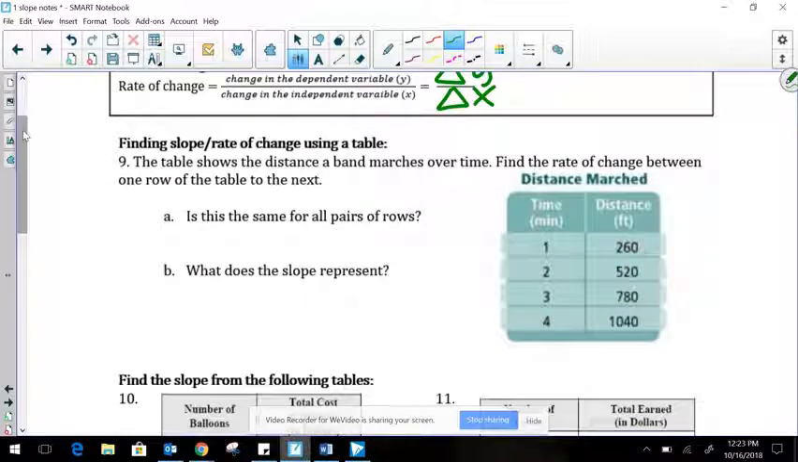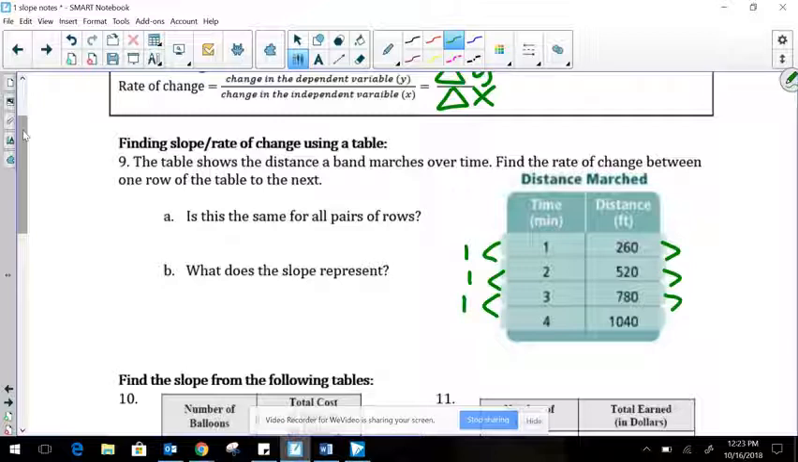Let's do number 9 here with this table. It says, okay, distance a band marches over time. Find the rate of change between one row of the table to the next. So you're going to draw these little arrows between each row. We need to see how much it's increasing or decreasing by each time. So to go from 1 to 2, I'm adding 1. 2 to 3, I'm adding 1. 3 to 4, I'm adding 1.